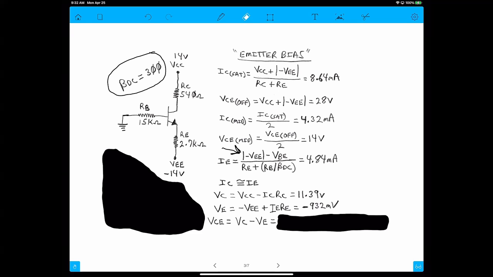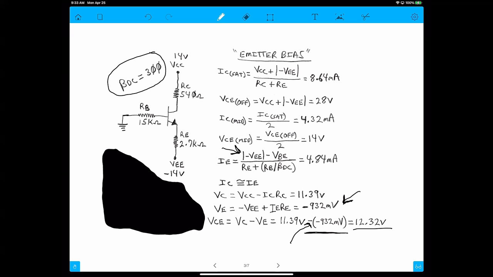All right, 932 millivolts. So for our VCE, for our last calculation, we have to remember that our value here is going to be minus a minus, because our VE is a negative value, but it doesn't change the fact that we have to subtract. When those two come together, we're actually adding that 11.39 to the 932 millivolts. In this case, it's going to give us 12.32 volts. So keep that in mind when you put this into your calculator.